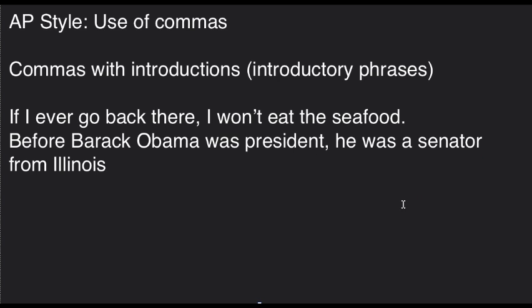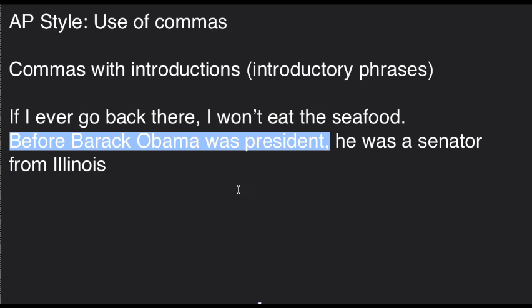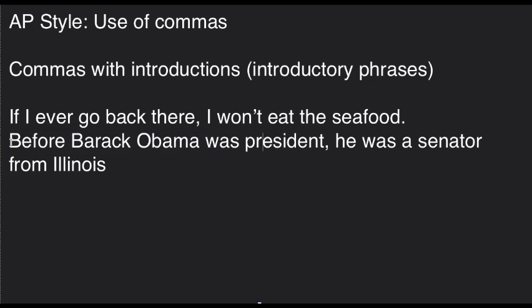Before Barack Obama was president, he was a senator from Illinois. So again, we have a pronoun as the subject, he. We have a verb, was. This could be a complete sentence. Okay, this could not be a complete sentence. And again, this is what we call an introduction.